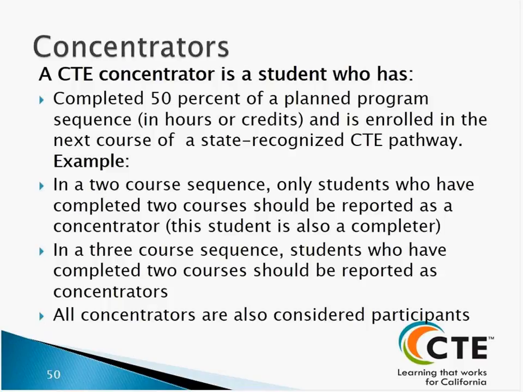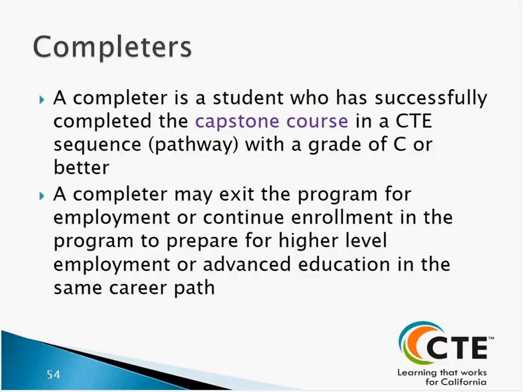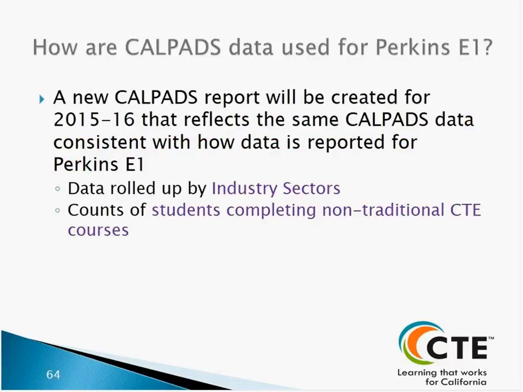So unless we decide to interpret the state plan definition a little differently, basically completers have completed either the 2 courses in a 2-course sequence or the 3 courses in a 3-course sequence. Correct? Yep. We'll let you know if there's a change in that. Otherwise, that's the only way we can fit an existing definition into the way we are now going to collect the data.